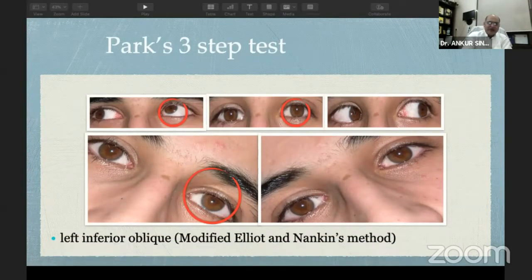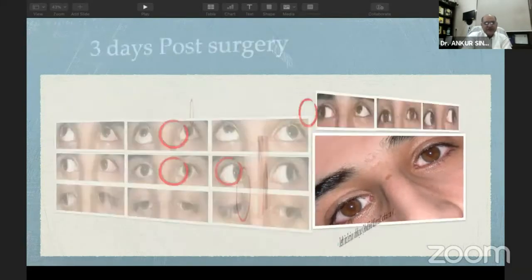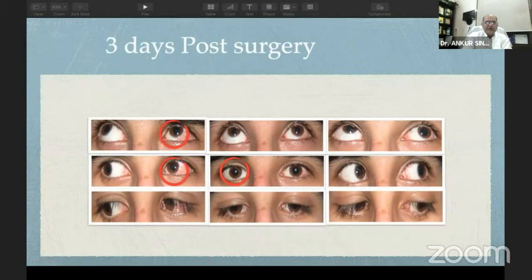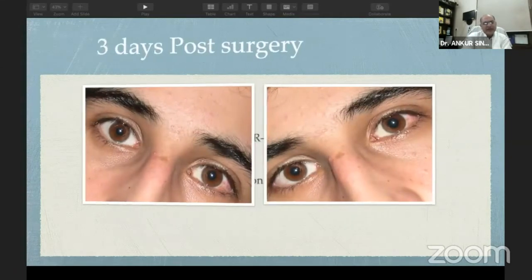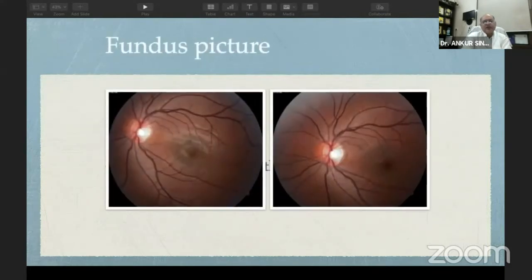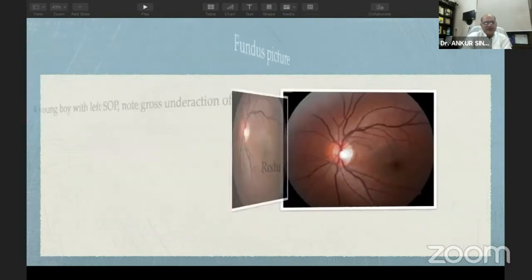So what we do here is a left modified Harada-Ito and Rankin's procedure, which is anterior positioning with recession. And these are the post-surgical photographs where we can see that the patient is pretty well aligned and the inferior oblique overaction is gone. And this is the post-surgery head tilt test where we can see again the alignment is good. And this is the photograph showing you reduction in the torsion after the surgery.